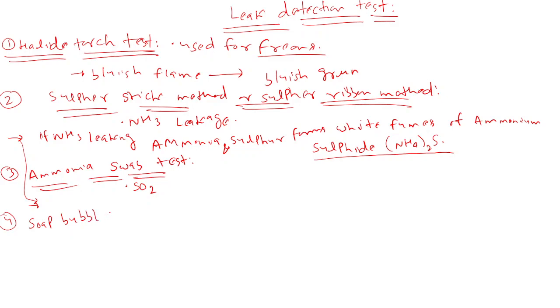Sir, please can you repeat the swab test? The second test, the sulfur stick or sulfur ribbon method, is for ammonia: wherever in the pipe ammonia is leaking, we use sulfur, and it forms white fumes of ammonium sulfide. The ammonia swab test is for sulfur dioxide, wherever we are using sulfur dioxide as a refrigerant. A cloth dipped in ammonia is moved around the pipe, and if white fumes form anywhere, the refrigerant is leaking from there. The white fumes are again ammonium sulfide. Got it?